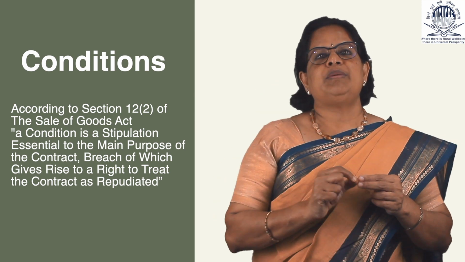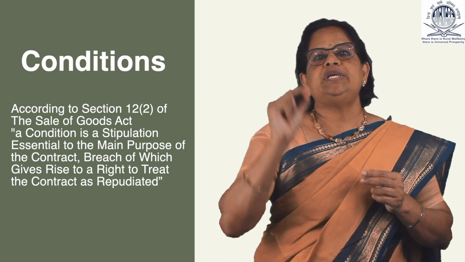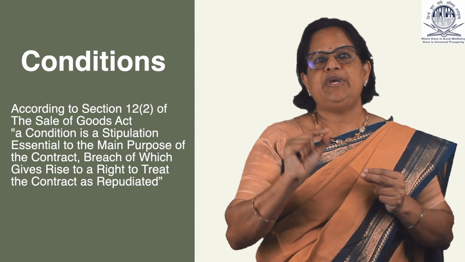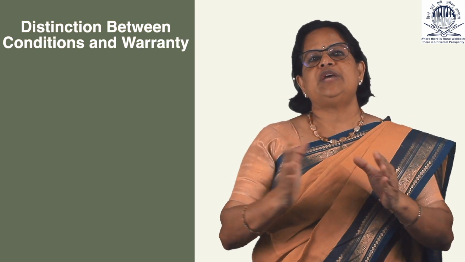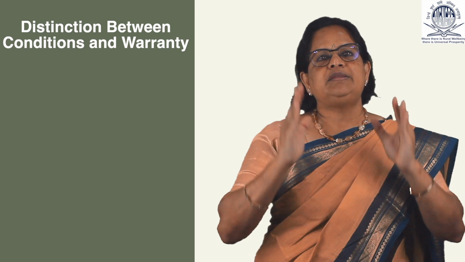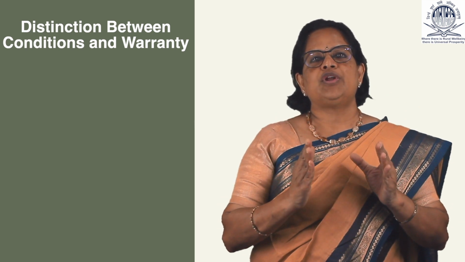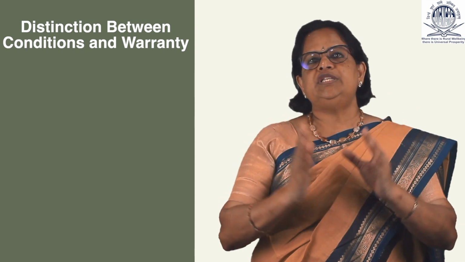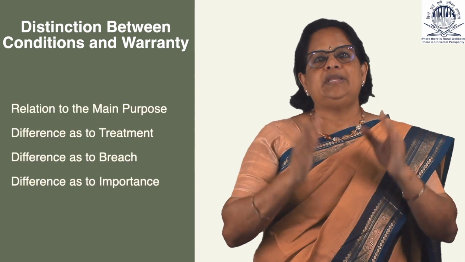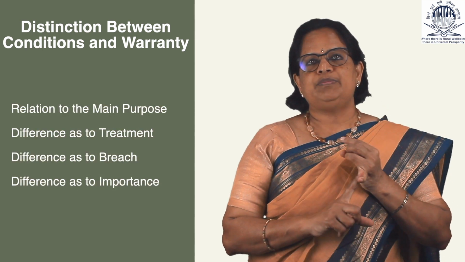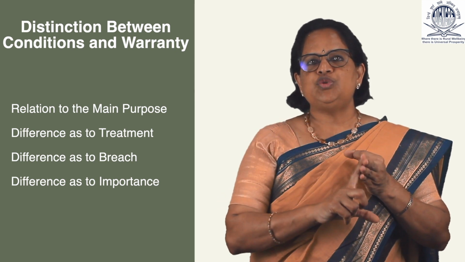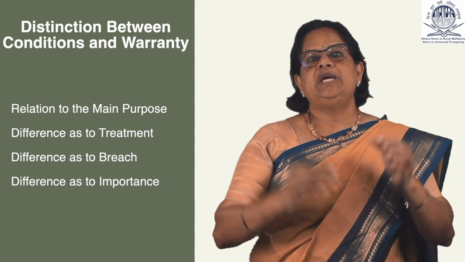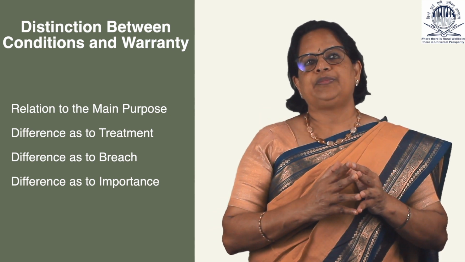It is important to remember that whether a stipulation is a condition or warranty is based on how the contract was made. Let us see how we can distinguish between conditions and warranty. There are 3 differences between conditions and warranty and we have to learn these points. They are relation to the main purpose, difference as to treatment, difference as to breach and importance. Let us see these points in detail.